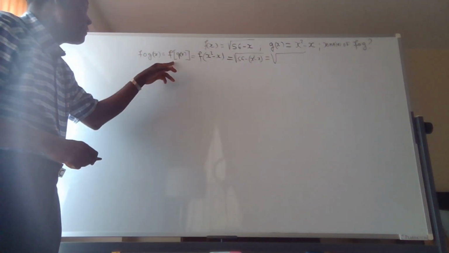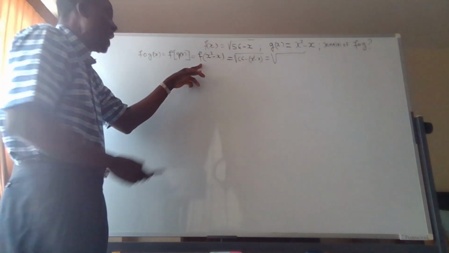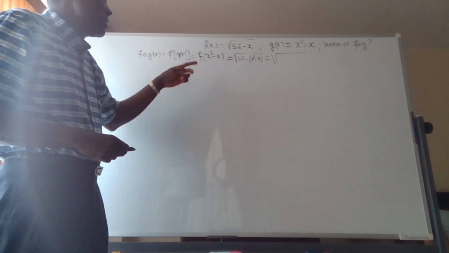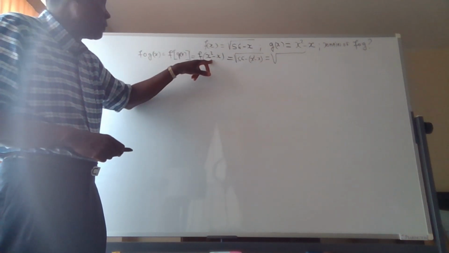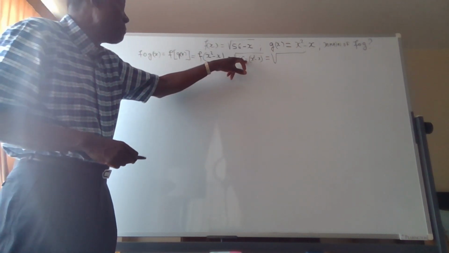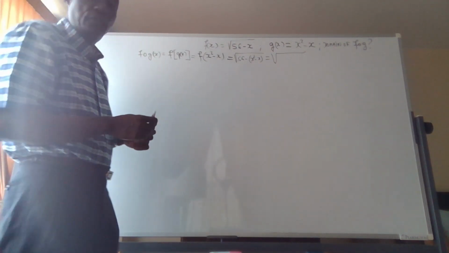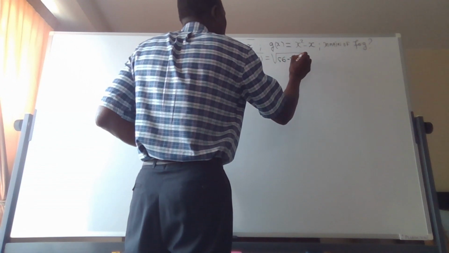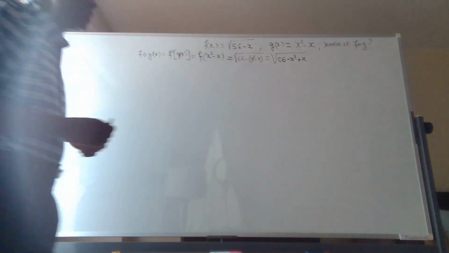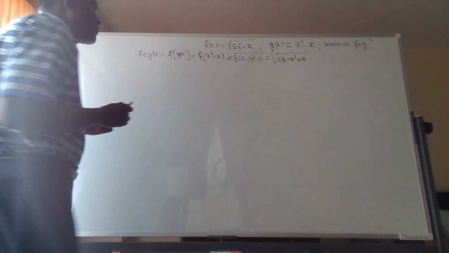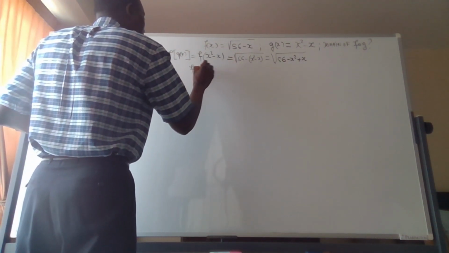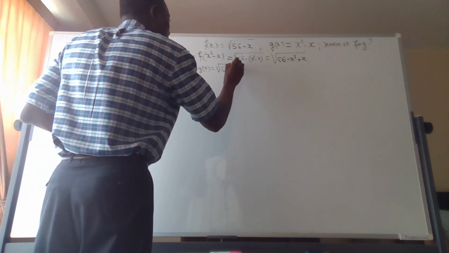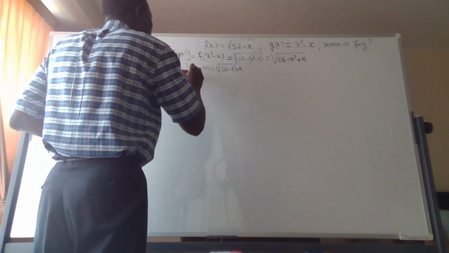f∘g of x equals f of g(x), where g(x) is x squared minus x. Basically, we're going to apply f to that new variable x squared minus x, the square root of 56 minus that new x. So this is equal to the square root of 56 minus x squared plus x. Okay, so this is the definition of that function. So we have the function f∘g of x equals the square root of 56 minus x squared plus x.